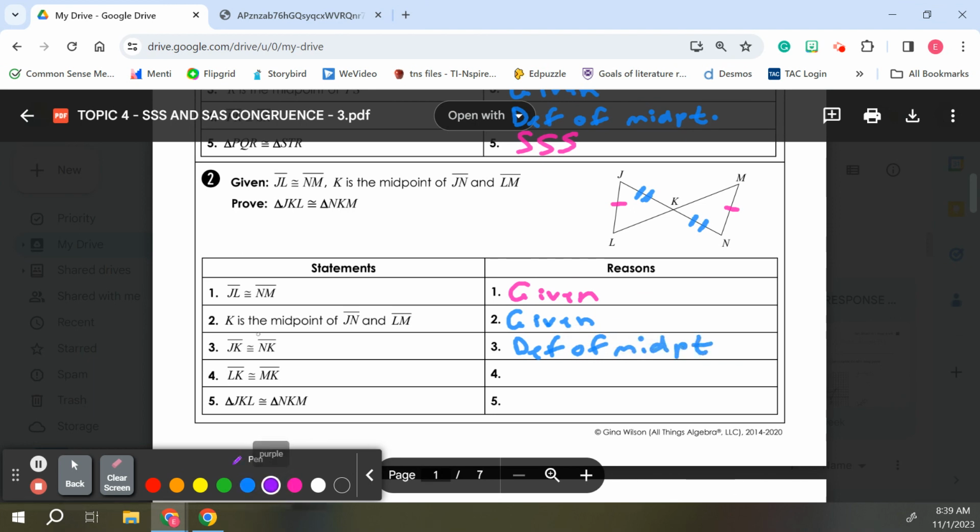And if we look, we have LK is congruent to MK. How, Evan? Definition of a midpoint again. Very good. So therefore, these two triangles, JKL is congruent to triangle NKM. How? SSS, side, side, side.